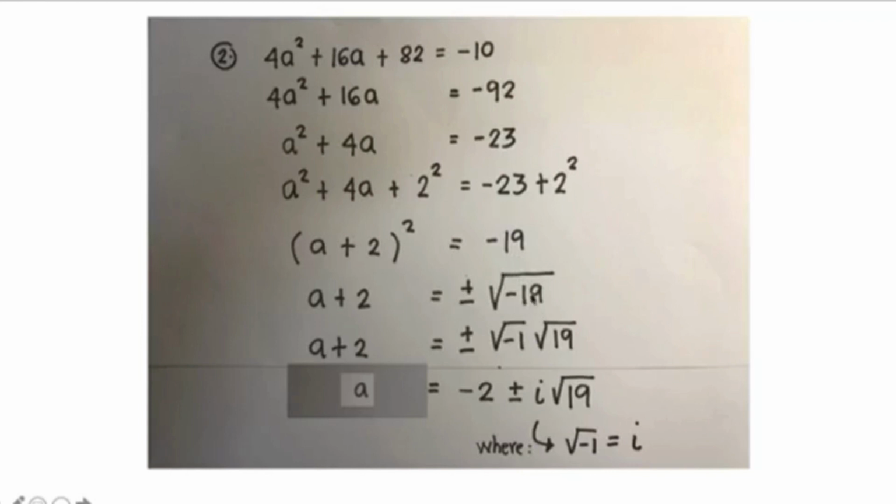Now, since you have a square root of a negative number, we can write that as the square root of negative 1 times the square root of that positive number. And then the square root of negative 1 is the imaginary number i, and then we subtract 2 from both sides to get this final answer.